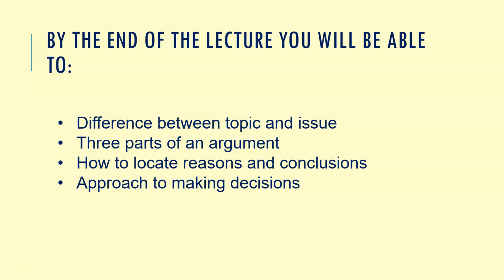By the end of this lecture, you will be able to do the first two bullet points, which you should already be able to do from lectures 1 and 2: the difference between topic and issue, and the 3 parts of an argument. And the last 2 bullets: how to locate reasons and conclusions, and the approach to decision making. You'll be able to list those after we finish this lecture.